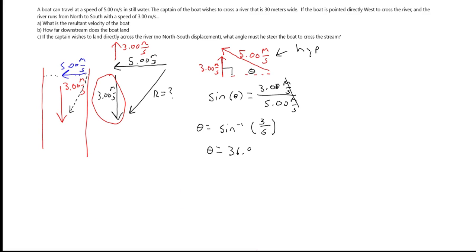What I'm going to find is that theta is 36.9 degrees, and again, 36.9 degrees isn't enough information because I could point down 36.9 degrees, I could point up 36.9 degrees, I could be measuring from north, from south, from east, from west, so I need to go ahead and put in where I am measuring from. In this case, I am pointed north from the west axis. So I'm going to say 36.9 degrees north of west.